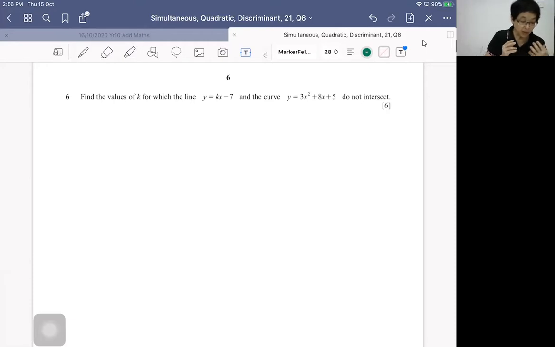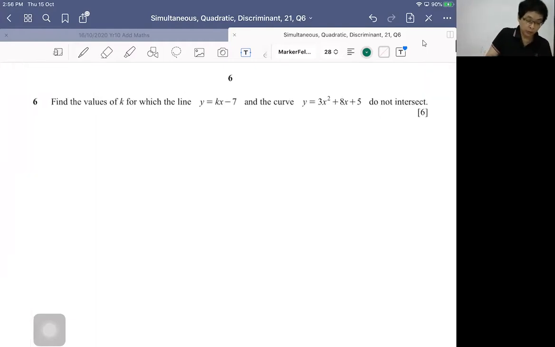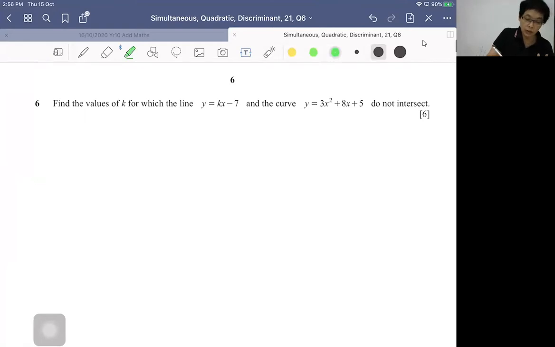Find the values of k for which the line y equals kx minus 7 and the curve y equals 3x squared plus 8x plus 5 do not intersect. Okay, it could give us a few clues that when there is values of k, there is a plural. That means there has got to be more than one or probably a range of values, all right? It has got to be an inequality, whether it's bigger, smaller, or in between.